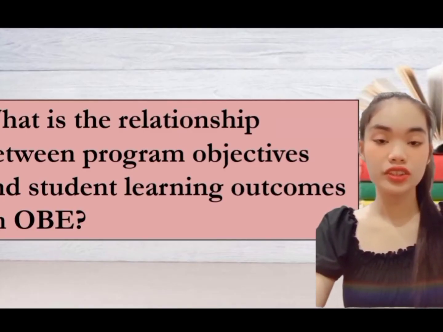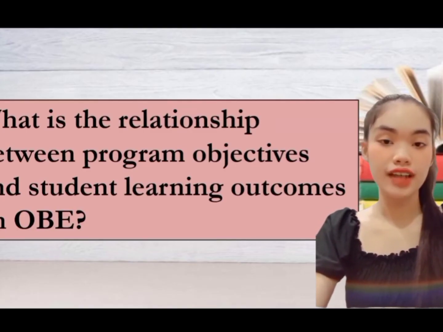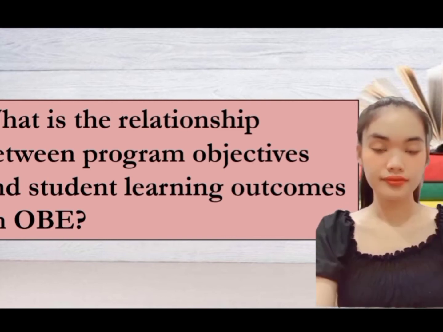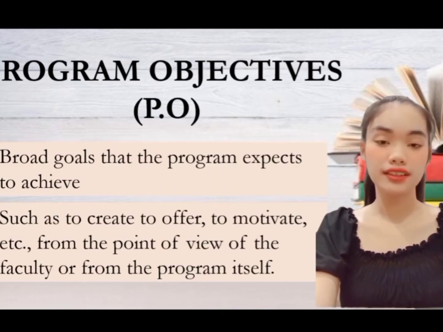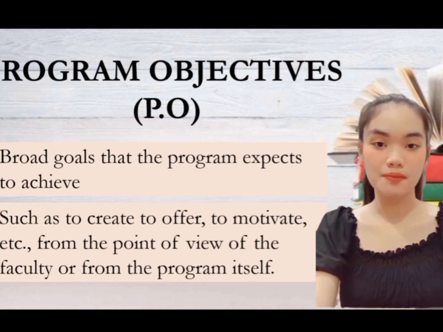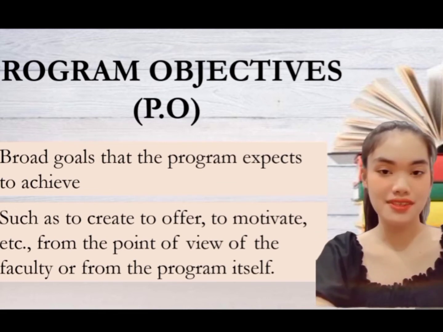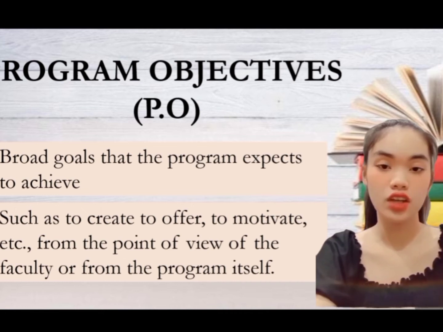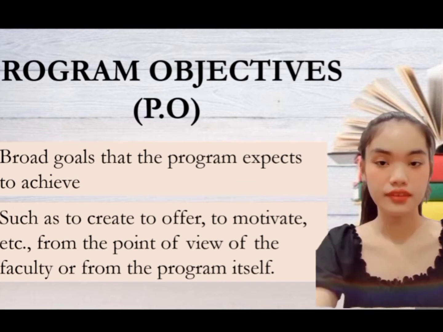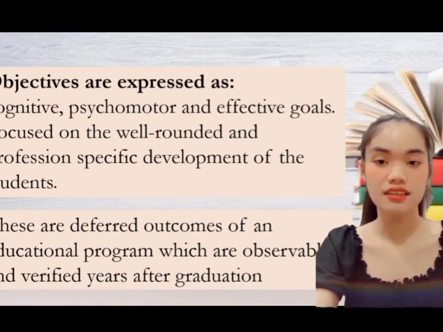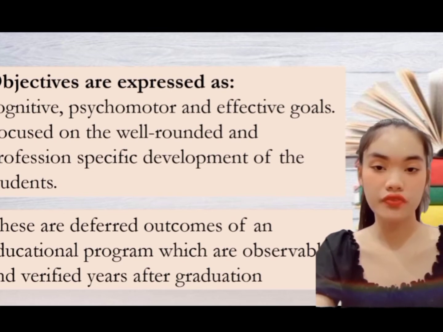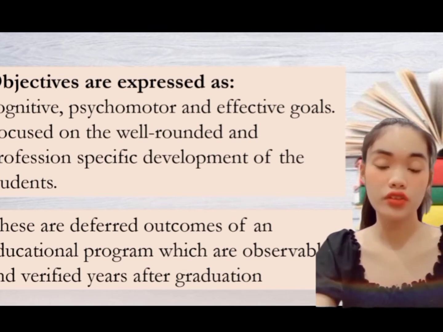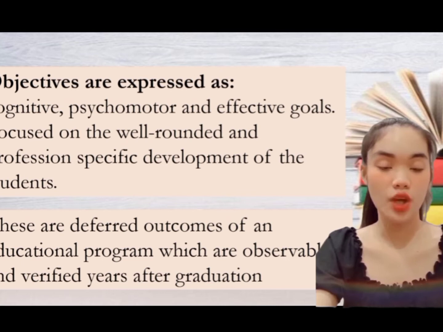What is the relationship between program objectives and student learning outcomes and OBE? First, let us know what program objectives and student learning outcomes are. Program objectives are broad goals the program expects to achieve, such as to create, to offer, to motivate, etc., from the point of view of the faculty or the program itself. Objectives are expressed as cognitive, psychomotor, and affective goals, focusing on the well-rounded and profession-specific development of students.